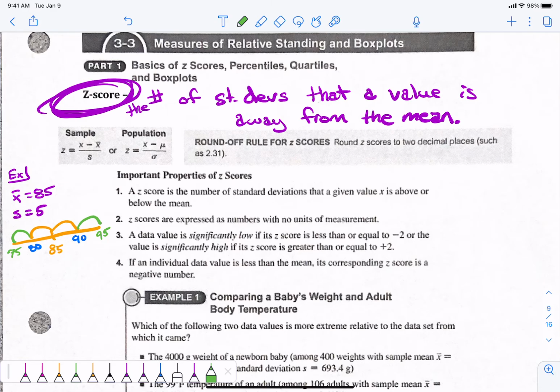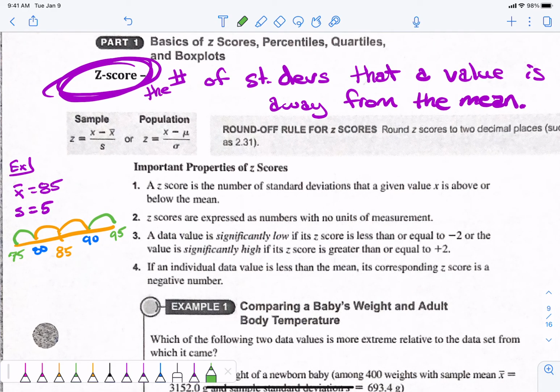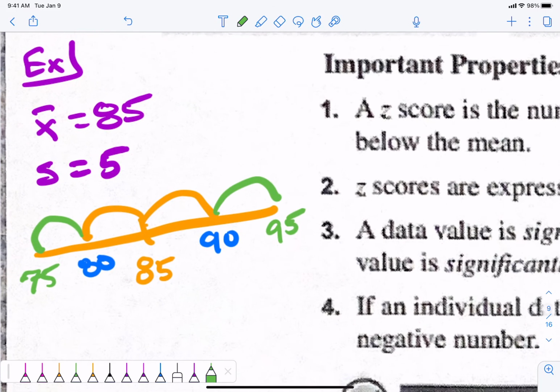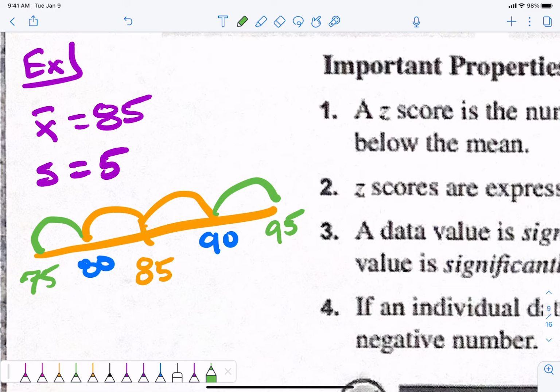Okay? Didn't we learn z-score before? What? Before the high, if it's higher. What do you mean? Okay. All right. So here's my example. And I've done two standard deviations on either side.